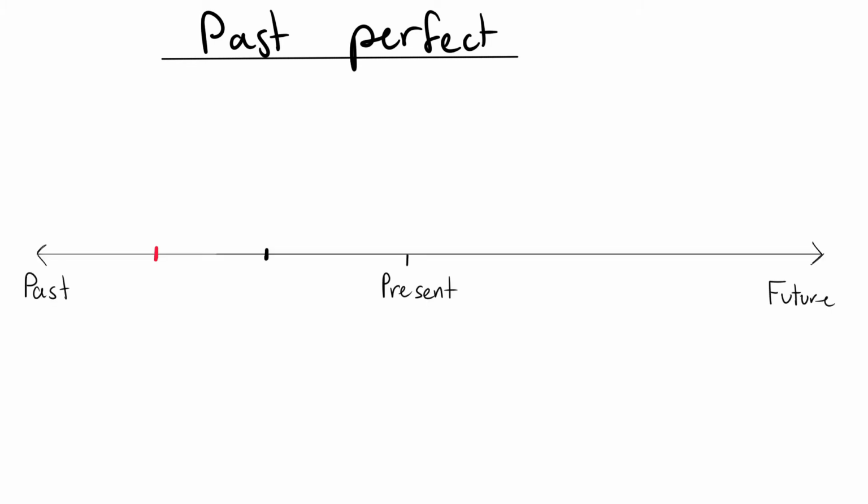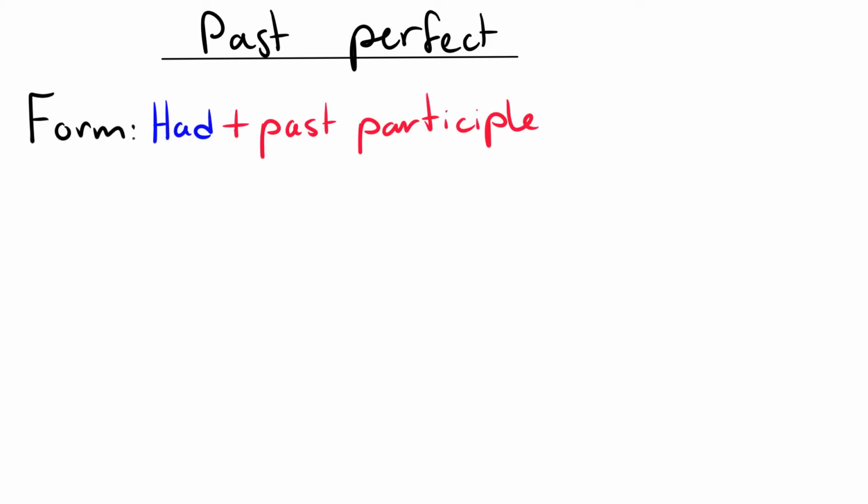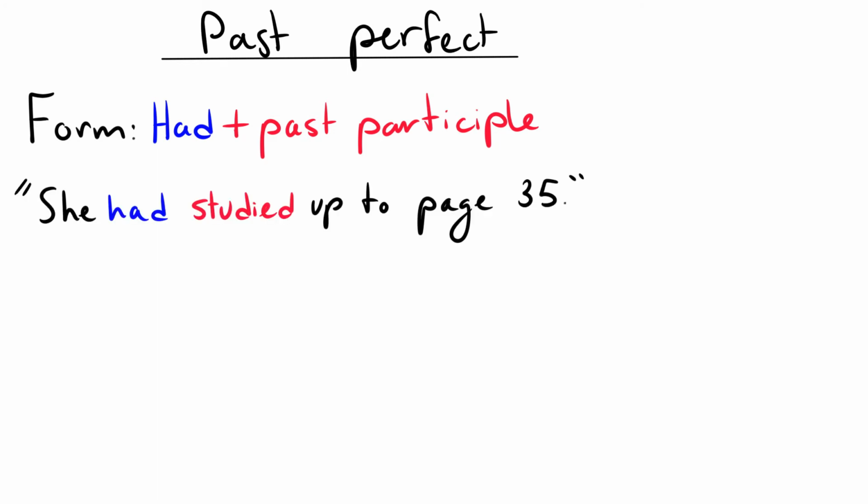Now let's progress to a slightly more complex verb tense, the past perfect. It is used to describe an action that took place before a certain point in the past. It takes place in a kind of double past. Its structure is fairly simple. You simply use had plus the past participle of the verb. So for example, she had studied up to page 35. So in the past, she had already completed the action to study up to page 35.